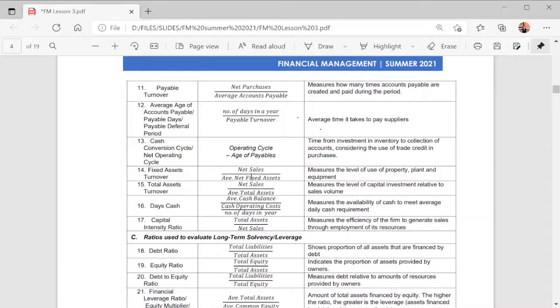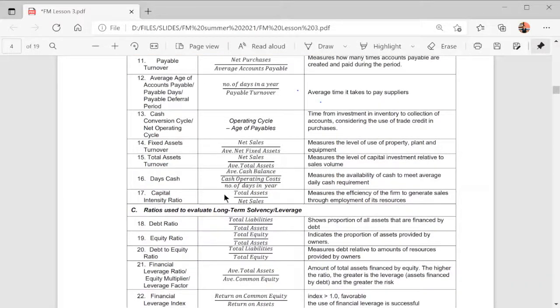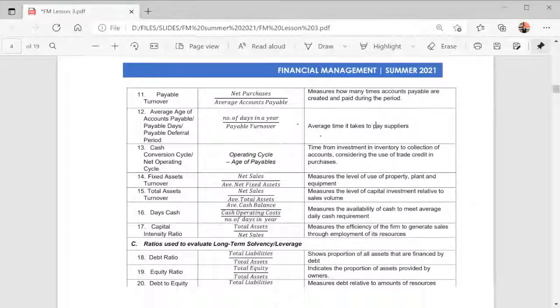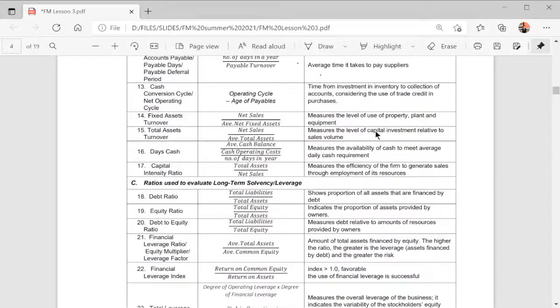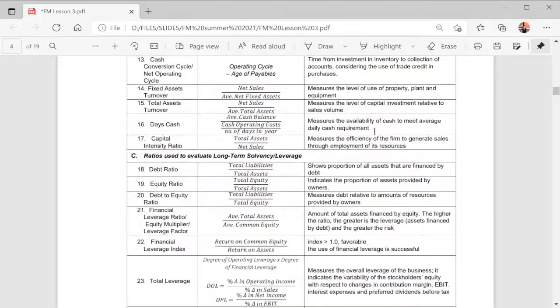Then you have the fixed asset turnover, which is sales over fixed assets. As for total asset turnover, net sales is the numerator, and the denominator is total assets. Then days cash, average cash balance over operating cost over number of days. Then you have the capital intensity ratio, total assets over net sales. So you may refer to the descriptions on the right side for the use of those formulas.